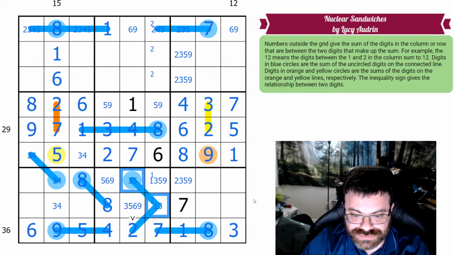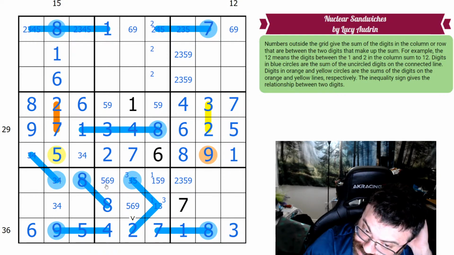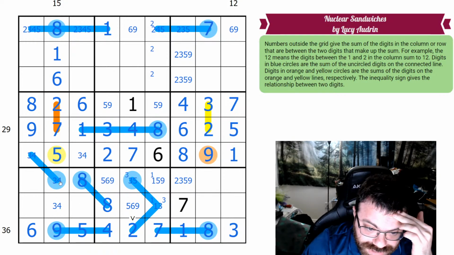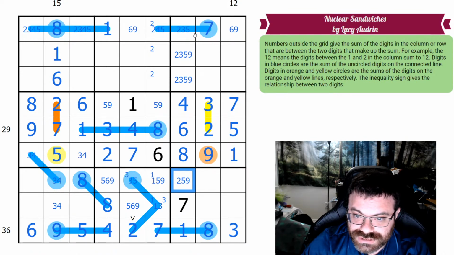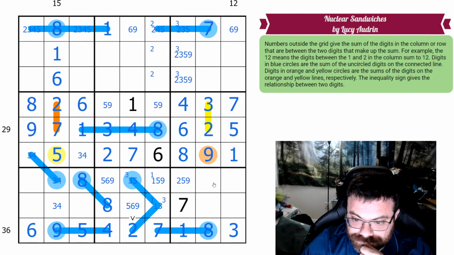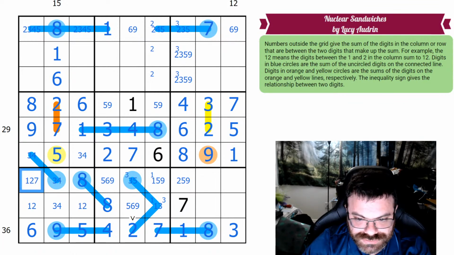Right, one of these two is a 3. So we can remove 3s from these. Does that mean anything? This is not a 3, actually. We have a 3 up here somewhere. I feel like I'm missing something obvious. 1, 2, and 7. The 7 in this box goes here.